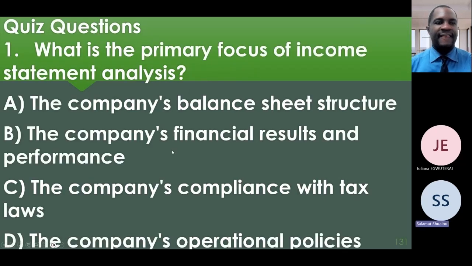But then let's look at the quiz and see how much you understand the income statement analysis, which is predominantly tested. What is the primary focus, number 1, of income statement analysis? A, the company's balance sheet structure. B, the company's financial results and performance. C, the company's compliance with tax laws. D, the company's operational policy.